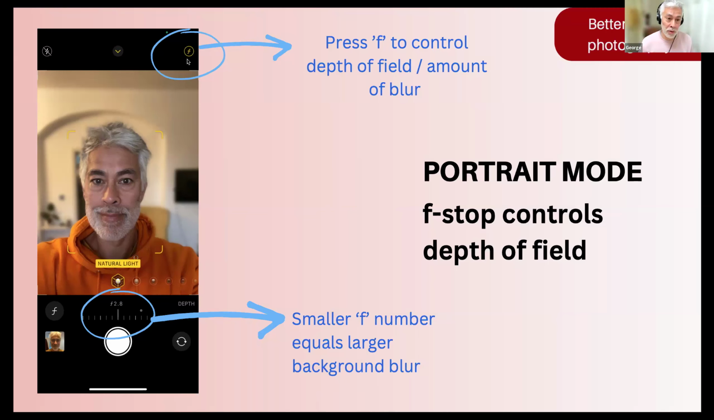So if you want to control it yourself, you can change the F number on your camera by pressing the F up here. Small F number equals large background blur. And you can change this yourself if you want to. So that's how you make background blurry and how you control it yourself.